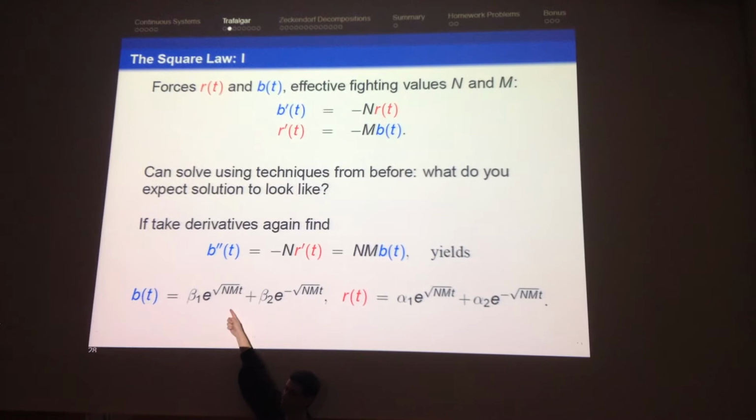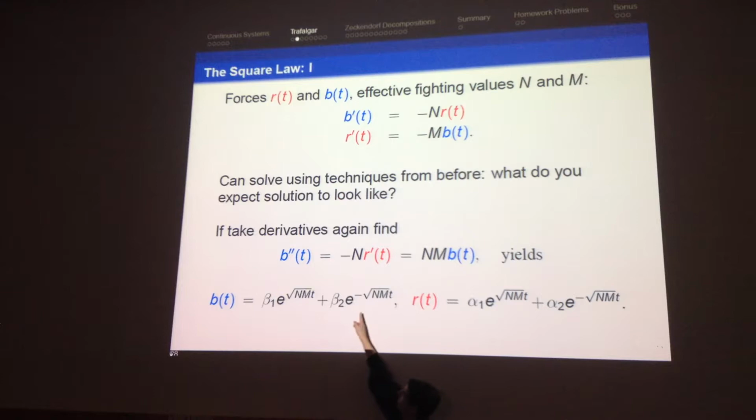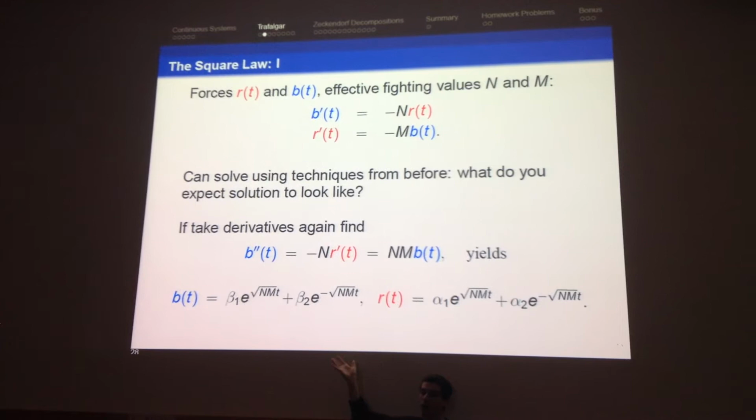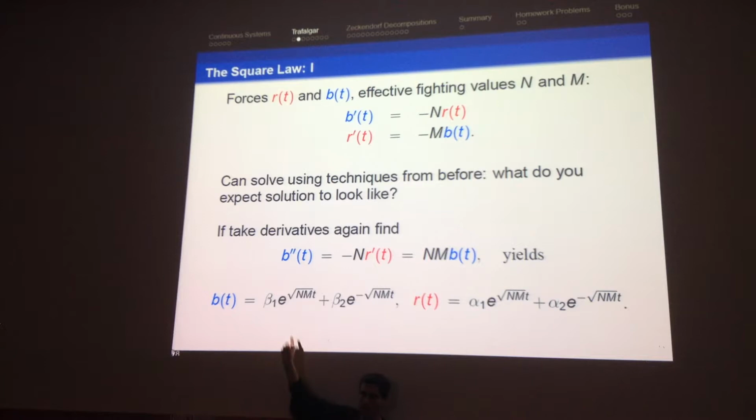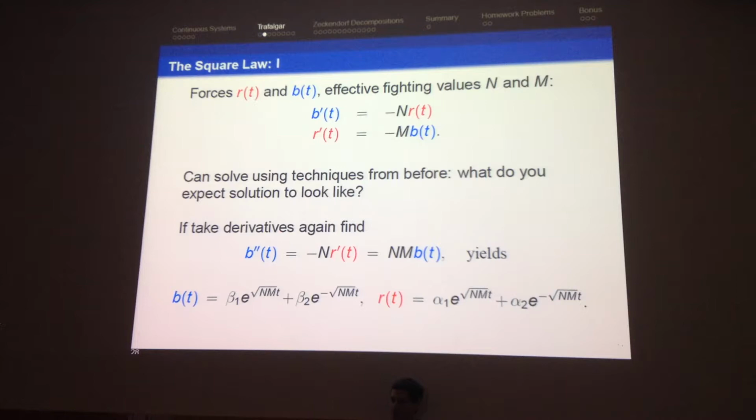Is this function growing or decreasing? E to the square root of nm t, is that growing or decreasing? What about this one? Decreasing. So what do you think is true about beta 1? Well, one thing is it could be less than beta 2, but if beta 1 is even positive, eventually what happens to e to the negative square root nm t? That goes to 0. So if beta 1 is positive, what happens as time goes on? The fleet increases exponentially. So not only is Horatio Nelson tackling the French and the Spanish, but he's actually building new ships in the middle of the battle at an exponentially increasing rate. As good as he is, and he was good, he's not that good.